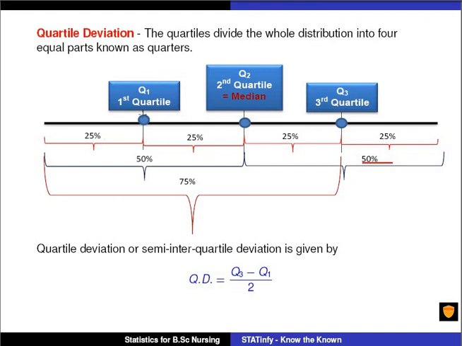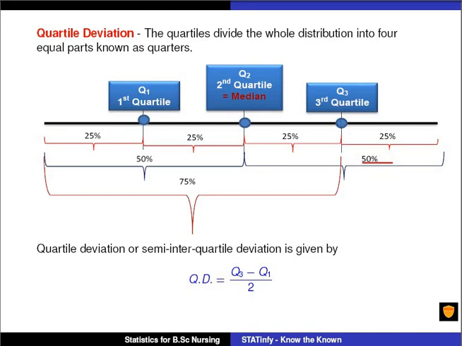So this is the first quartile. From this point, you can see that before the first quartile, there are 25% of observations present in the data, and after the first quartile, there are 75% of observations present in the data. The median, I have already told you, is the middlemost value in the data after arranging in ascending or descending order of magnitude, and before the median 50% of observations are there, and after the median 50% of observations are there. And this is the third quartile.